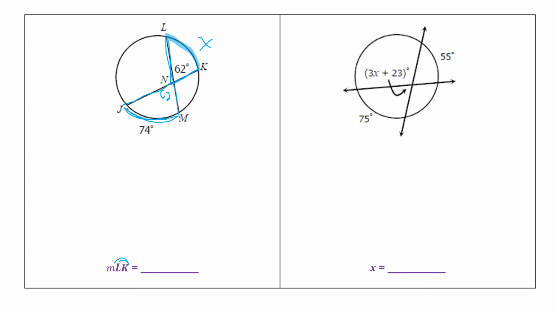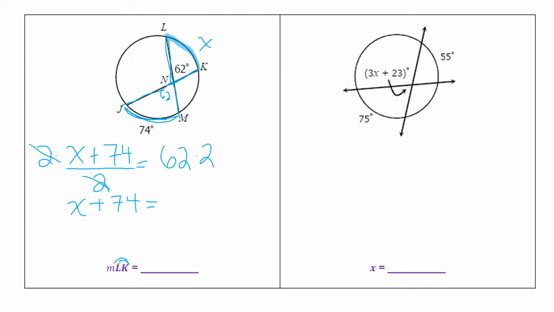We do know if we add the two arcs, LK, which is X, and JM, which is 74, and divide that by 2, that should give us the angle, which is 62. So very similar setup to the last one that we did. We're going to multiply both sides by 2, and on the left side, all that's going to do is get rid of the 2. You don't need to distribute the 2. You can, but then you would divide by 2, so it ends up working out the same. So that gives us x plus 74, and then 62 times 2 is 124.